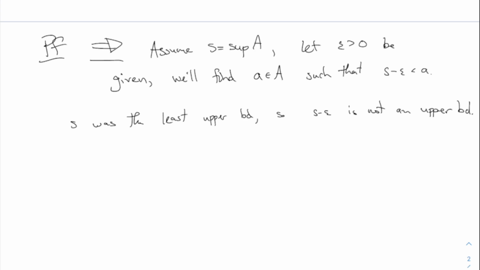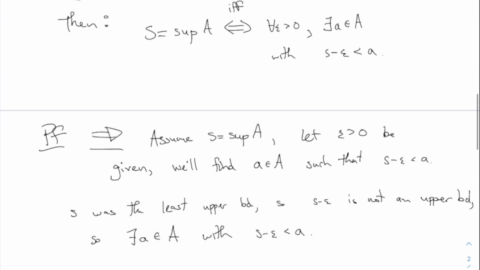Can anybody say, what does it mean that it's not an upper bound? Yeah? There's some element in A that's greater than it? Right. To say it is an upper bound means it's bigger than everything in the set. If I say it's not an upper bound, that means there is something in the set which is bigger than that. All right, so this is not an upper bound. So whoop, there is an element of A with S minus epsilon less than A. And wouldn't you know it, this is exactly what we wanted to prove, right? That was the whole point of this direction of the proof, was to show that there exists A in A with S minus epsilon less than A. That's exactly what we needed to show, all right?